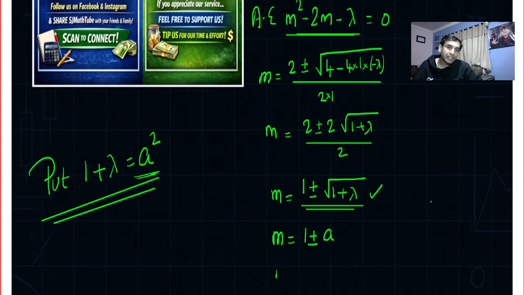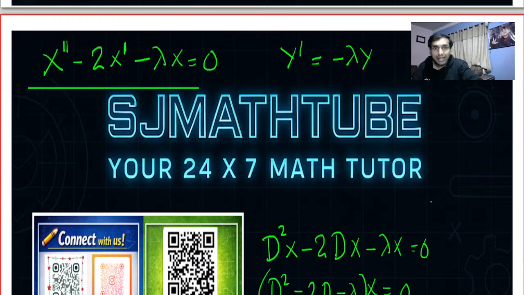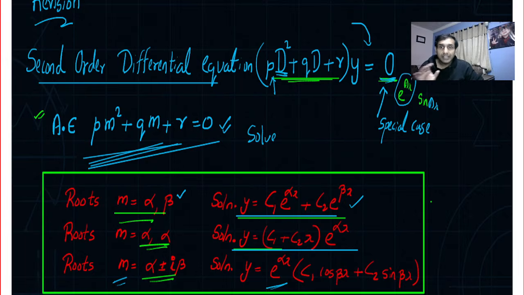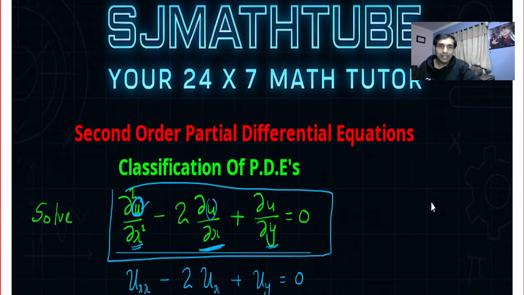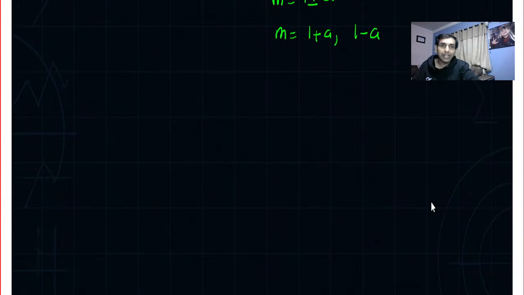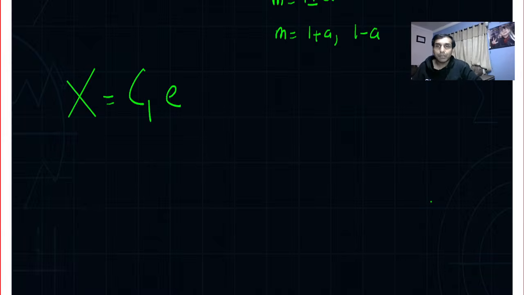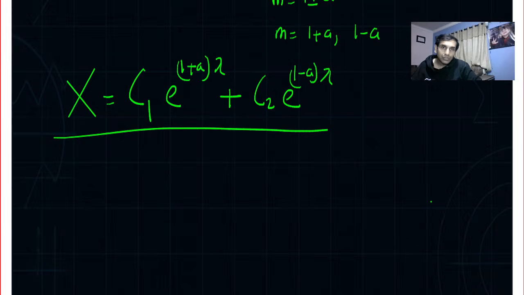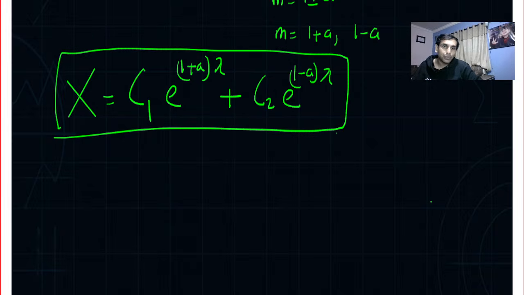So I get 1 plus a, 1 minus a. Let's go back and check. This is something from your first semester. If the roots are distinct, then the solution will be this. So the solution, that means I got the x value. So x equal to c1 e to the power (1 plus a) into x plus c2 e to the power (1 minus a) into x. Let's call it equation number 2.